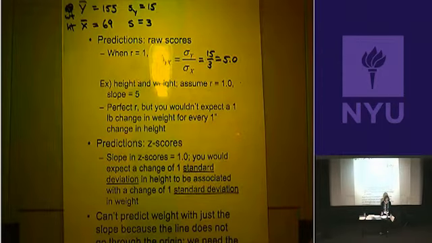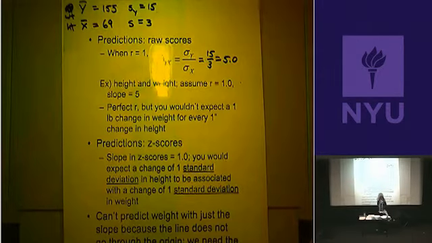5, what does that mean? 5 what? What does that mean, that slope? Bring it back to this example. Yeah? 5 pounds per inch. Yeah. For every inch increase in height, there's an increase of 5 pounds predicted. All right?